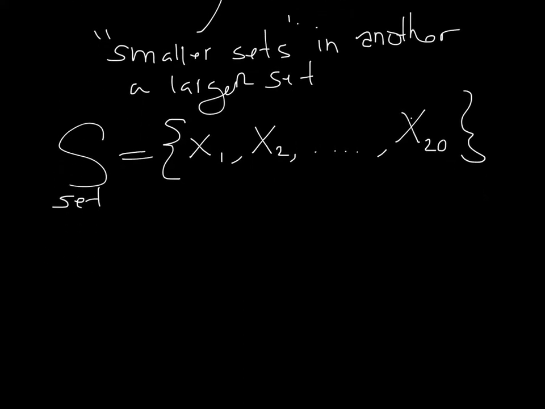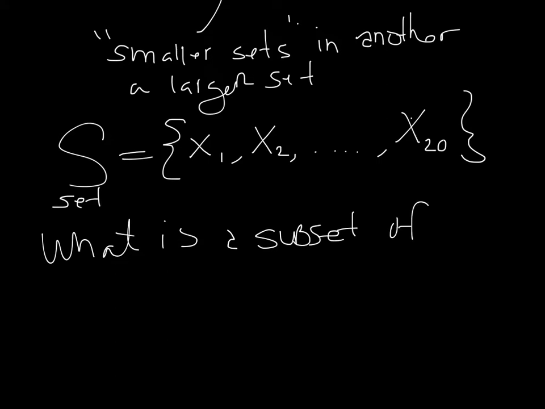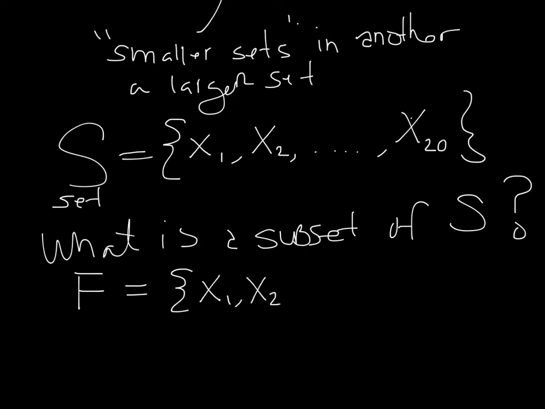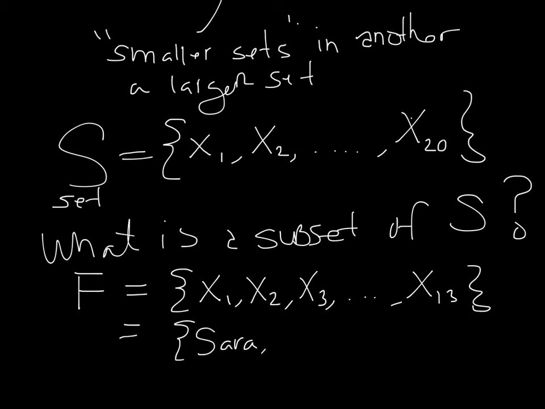Okay, so what is a subset, or a smaller set of S? Well, I can call capital F maybe all the female students in our class. How many female students are in our class? Well, there are 13 female students in our class. So I can write X1, X2, X3, all the way up to X13. And I can list all the female students. On my roster, the first one is Sarah Anton, then the next person is Gabrielle, and so forth. But using a variable is just a lot shorter to write.